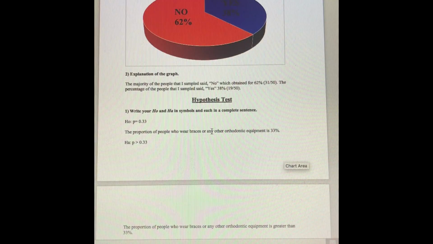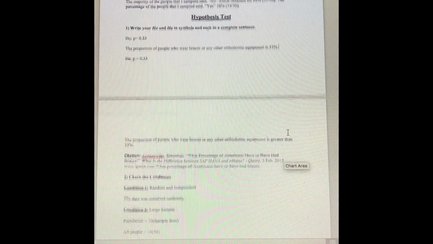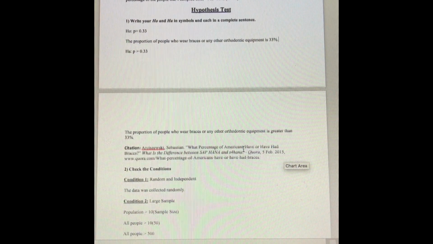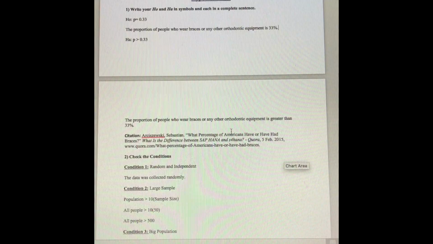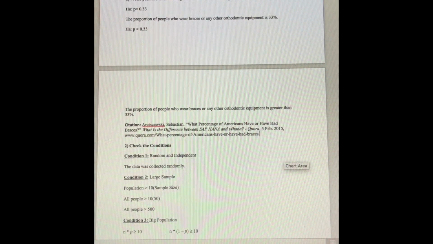My H0 was the proportion of people who wear braces or any other orthodontic equipment is 33%. My HA is the proportion of people who wear braces or any other orthodontic equipment is greater than 33%. Here I have my citation.